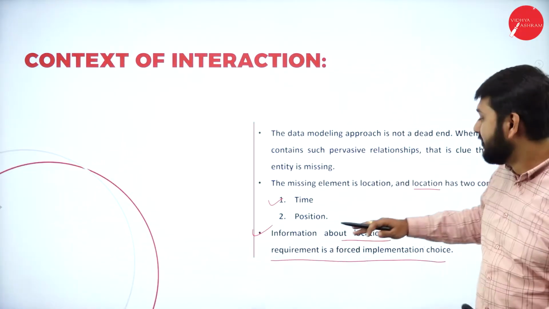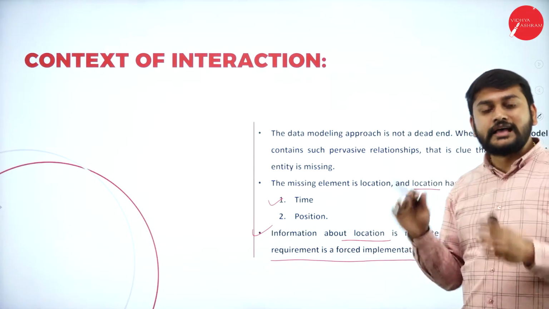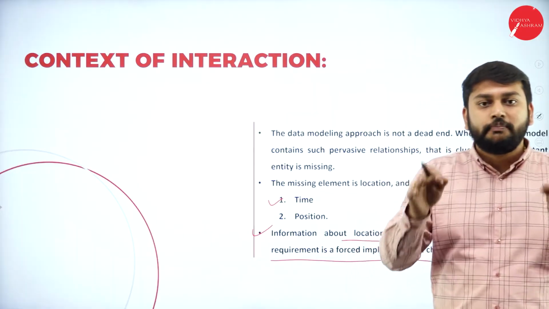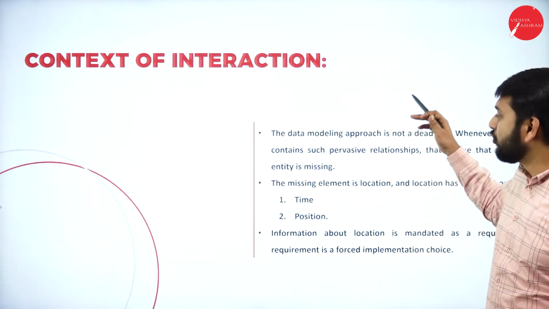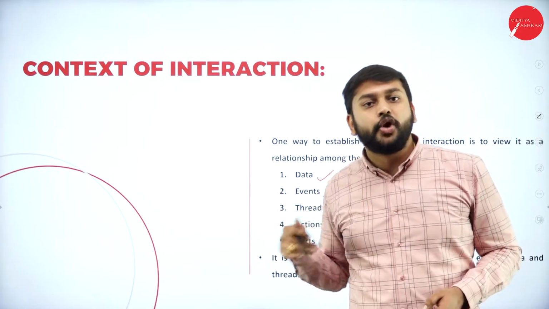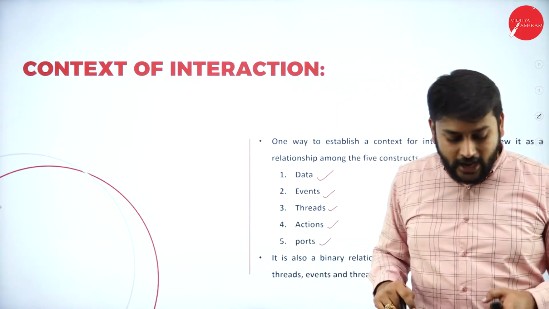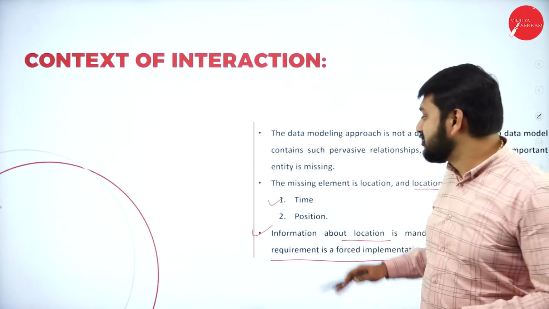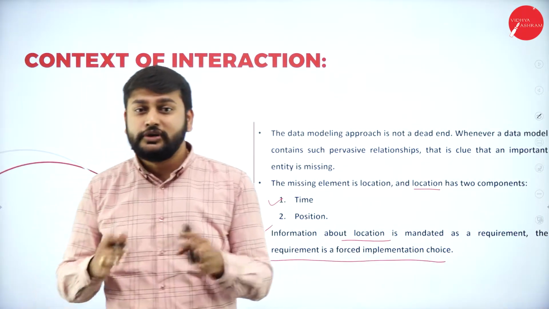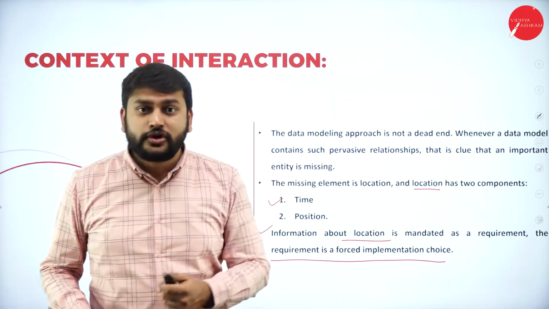That's why we have location as the sixth construct. If they ask you to mention the basic constructs, you should be able to write all these constructs, including the location. And also you should mention the importance of location and the different parts that are missing in the location. All right, so coming back to the point.